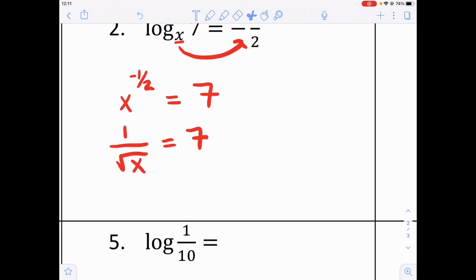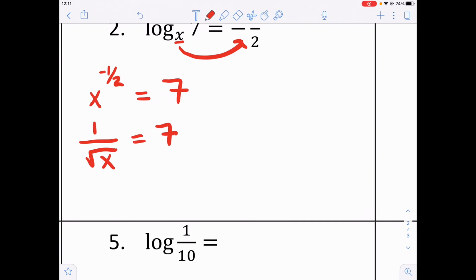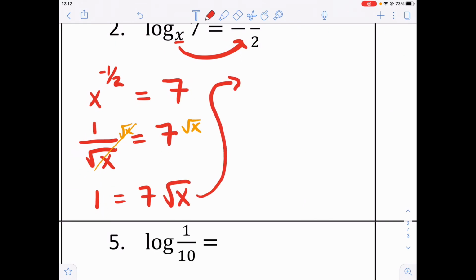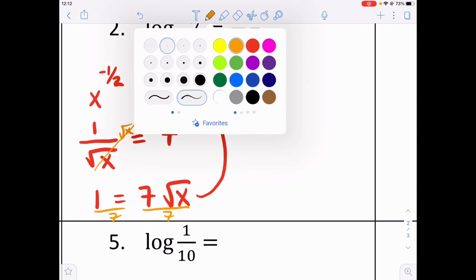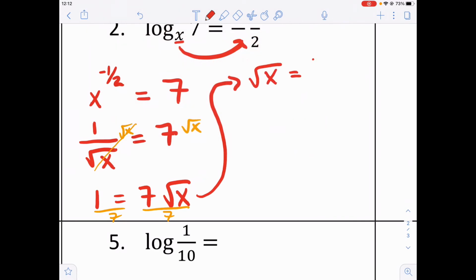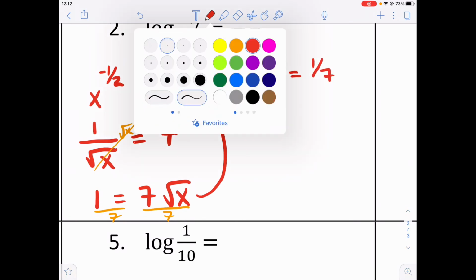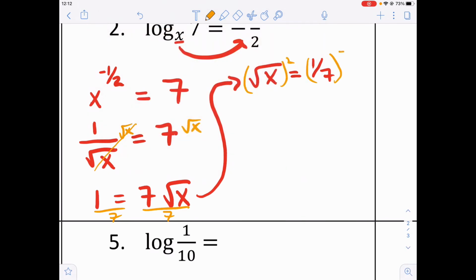Let's move stuff around. We've got an x in the denominator, so let's multiply everything by x. We're actually going to multiply by the square root of x. They cancel over here, and we get 1 equals 7 root x. Then we're going to divide by 7 on both sides. And we get that the square root of x is equal to 1/7. How do we undo a square root? We square. And we get x equals, square a fraction by squaring the top and bottom. 1 squared is 1. 7 squared is 49.